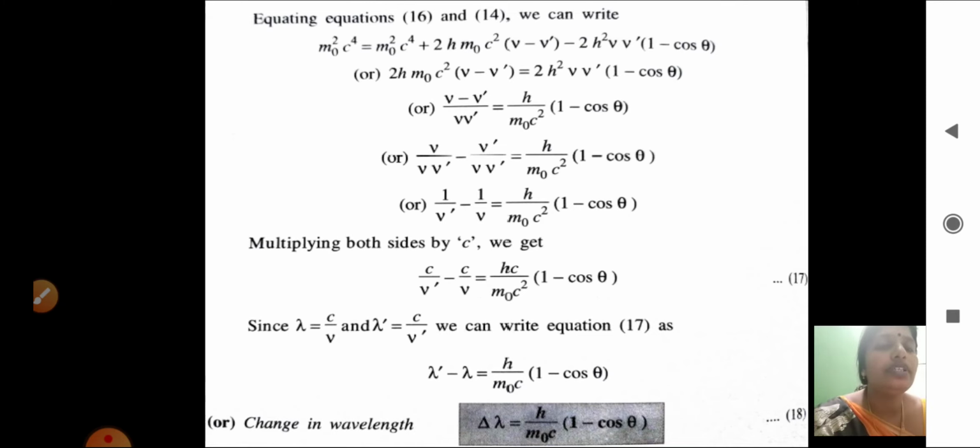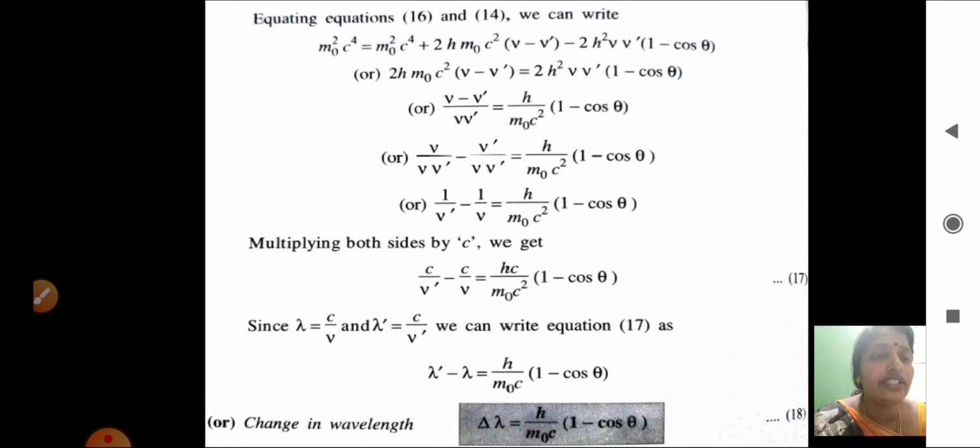Lambda equal to c by nu, so lambda equal to c by nu. Simplify this term: c by nu dash is lambda dash, c by nu is lambda. Okay, c cancels, and on the right-hand side only h by m naught c into 1 minus cos theta remains. Lambda dash minus lambda equal to h by m naught c into 1 minus cos theta. Therefore the change in wavelength, delta lambda, equal to h by m naught c into 1 minus cos theta. This is the standard equation for the Compton scattering effect.